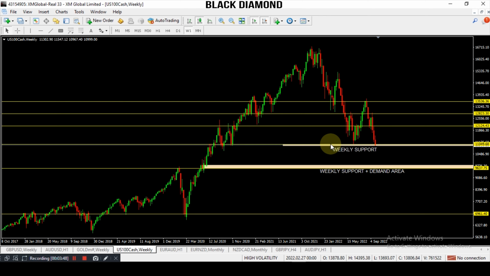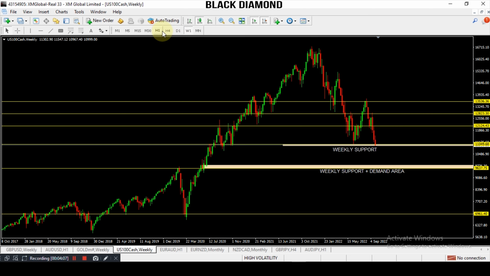Also, let's say the market breaks this zone. We can see there's another weekly support here plus a demand area from this zone right here. So if it breaks this level, the market might come here and wait to find some support, and then there will be some buying pressure that can come in and push the market to the upside.